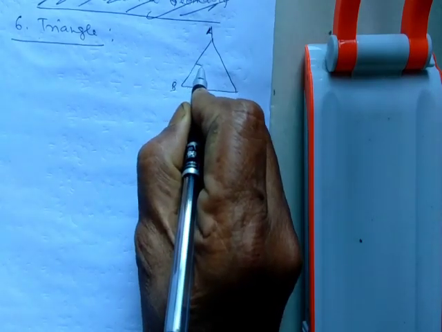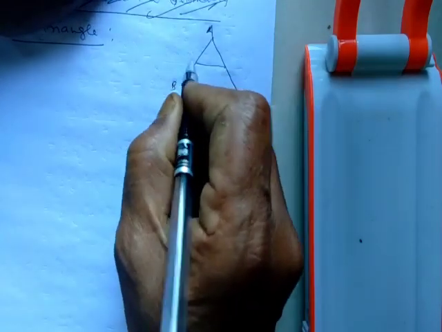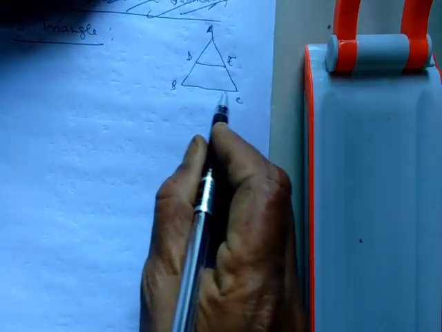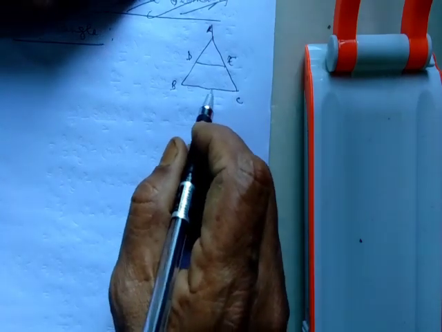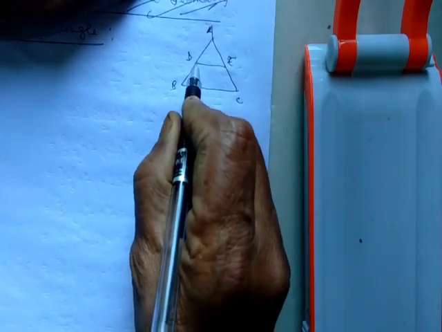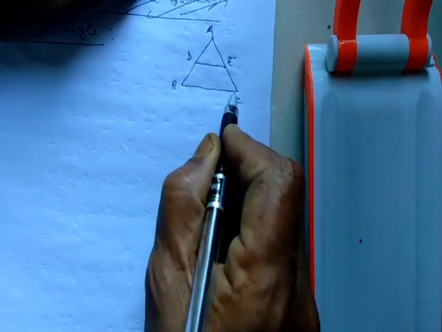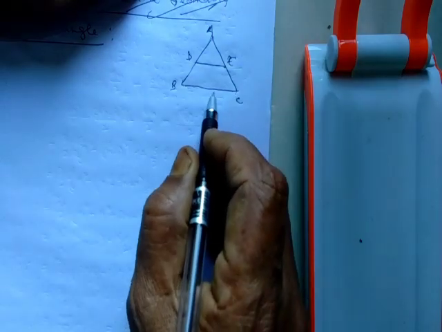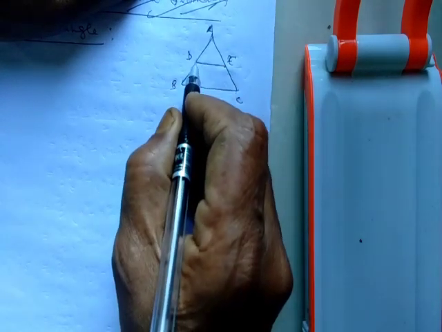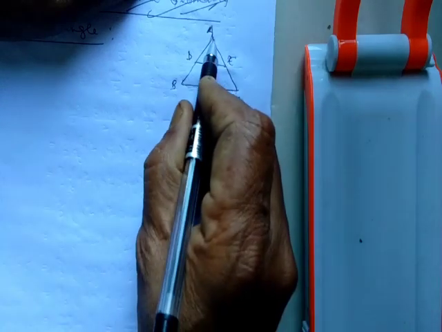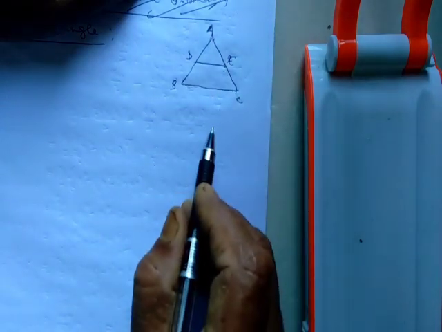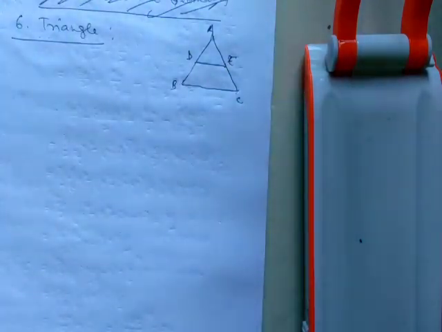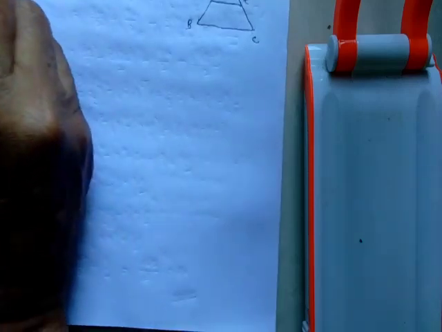I have drawn a line segment parallel to BC. DE is a line segment parallel to BC. According to the theorem, if a line is drawn parallel to the base, it divides the other two sides, this is AB and AC, in equal proportion. That is, AD by DB is equal to AE by EC. This is Thales theorem.